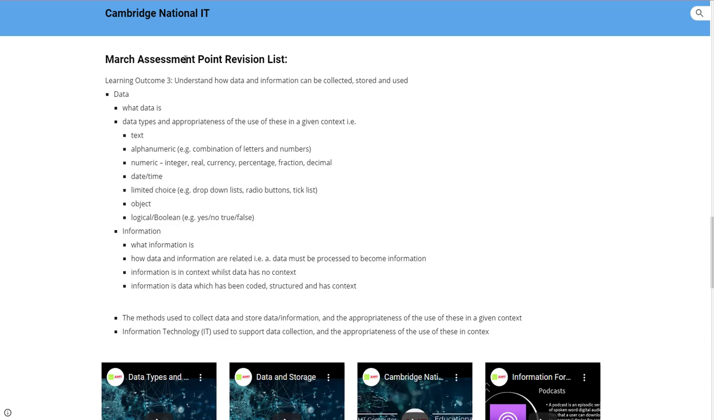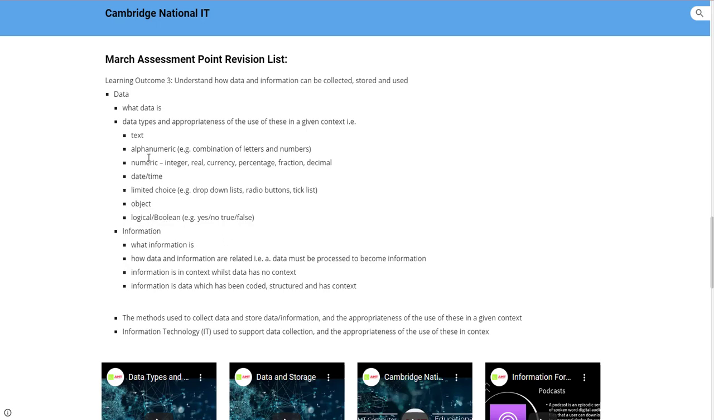And that's the sort of thing that this March assessment point will be looking at, your ability to take each of these data types or some of these data types and apply them to any given context. So your ability to understand them, what they look like and when they might be used is absolutely paramount to you succeeding in getting a good grade in this assessment point.